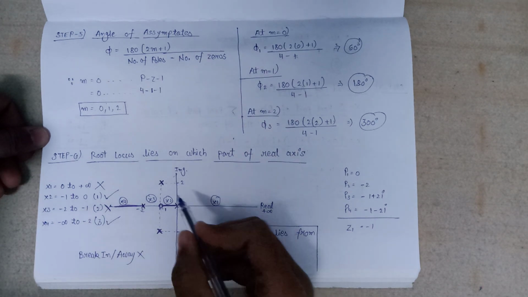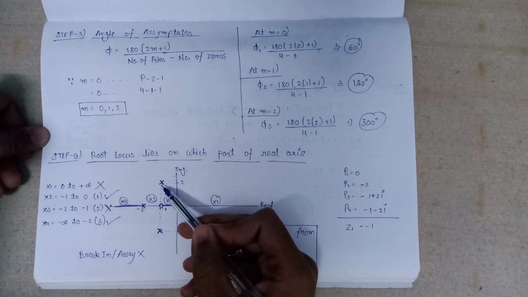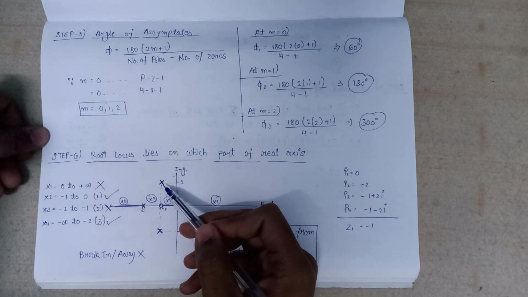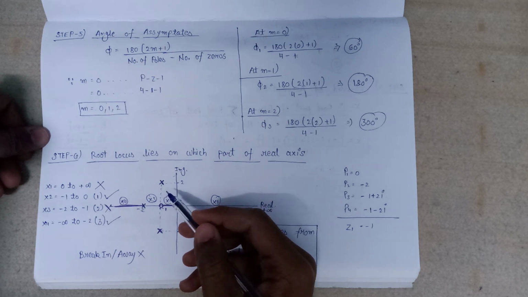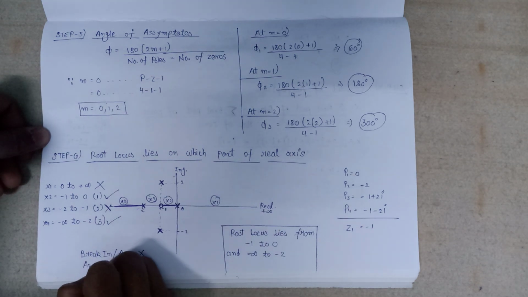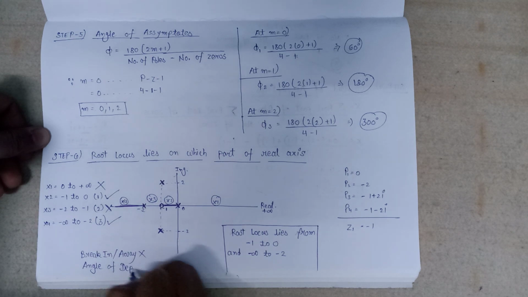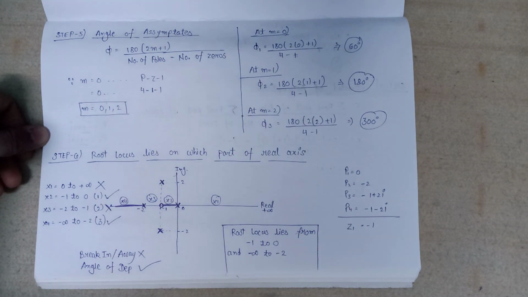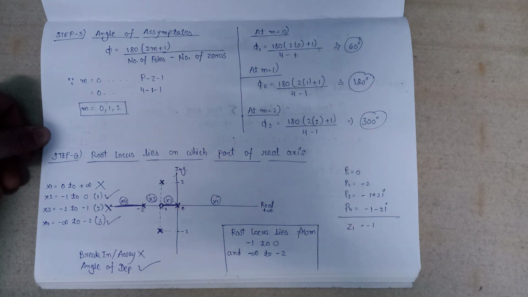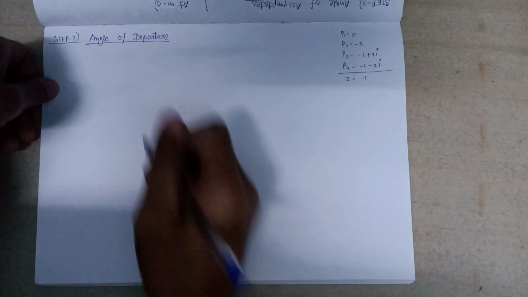But there are two imaginary poles. So in case when in the question we have imaginary poles, then in that case the angle of departure will always exist. So we can say that the angle of departure will exist. So in the next step we will calculate the angle of departure.